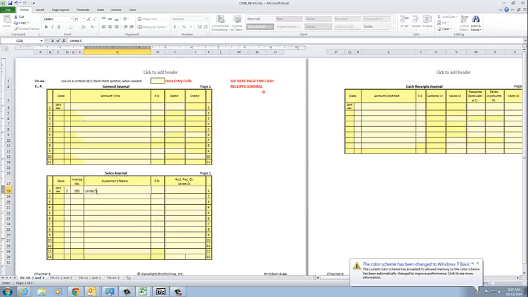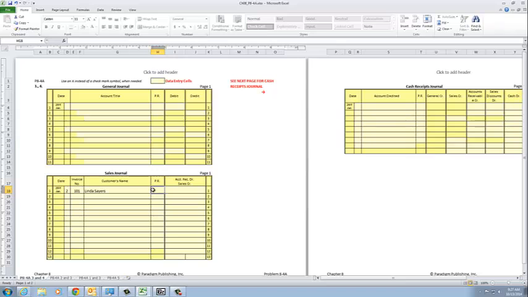We'll enter our customer's name because we will need to update that person's accounts receivable ledger, and the amount. Okay, so that entry's done. On the 4th, we sold merchandise on account to Marion Parks for $340. We'll do the same thing in the sales journal because it is a sale on account. So on the 4th, invoice 102, our customer is Marion Parks, and the amount was $340.